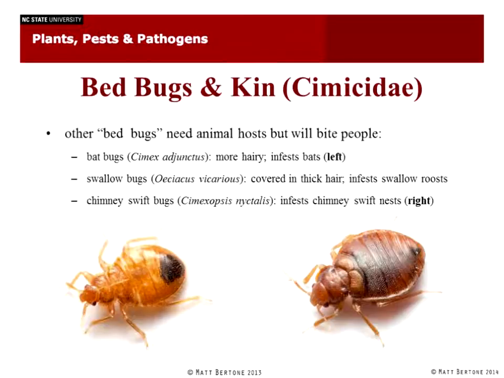They can't survive off of people, but if their animal host goes, they will come off and they will try and probe people and suck our blood, even though the blood won't let them reproduce. So, for instance, bat bugs, Cimex adjunctus, very, very similar to our bed bug, but is more hairy, especially the hairs around the pronotum are very long, longer than the eye width. That's the way you distinguish them from our bed bugs.